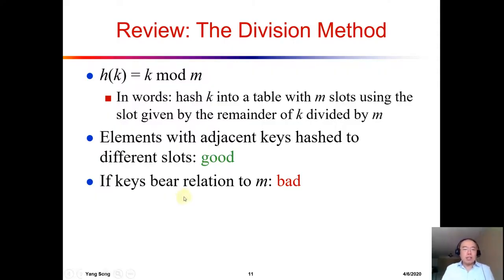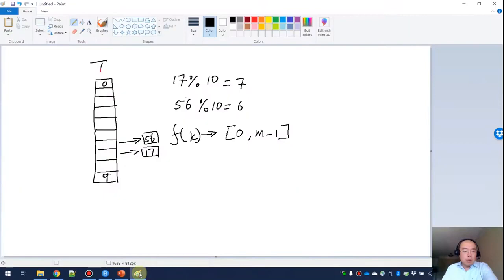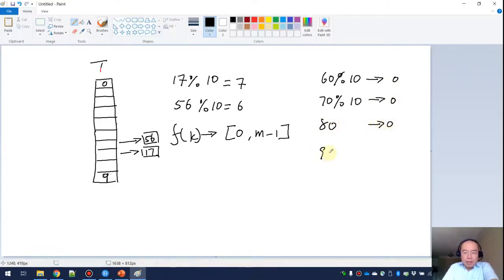But if the keys bear relation to m, then that is bad. What do I mean here? If we send 60, 60 mod 10 will give me a 0, and then we send 70. 70 is the next key, and 70 will give you a 0 again, and 80 another 0, and then 90 another 0. Oh boy. Now we have the problem because all the values are going to slot 0. So on slot 0, we are going to have a lot of collisions. In this case, probably it's not a good idea to use that one.